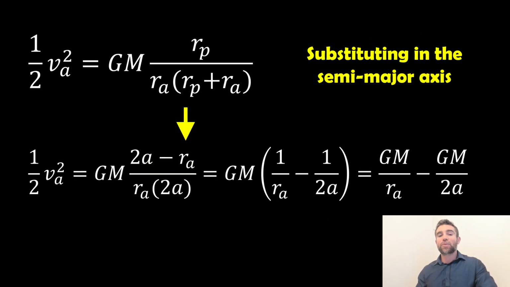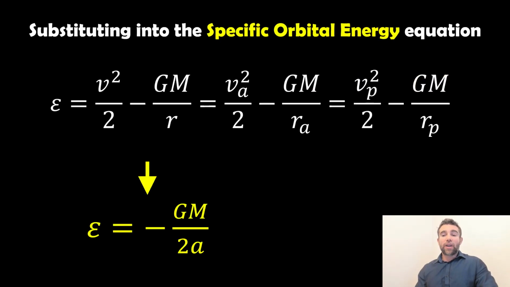Now, if we substitute this, or take that into account and put it back into the equation we just had, we can again remove the pericenter distance, and we've got it in terms of the semi-major axis instead. So now we've got the velocity at the apocenter, the distance of the apocenter, and the semi-major axis.